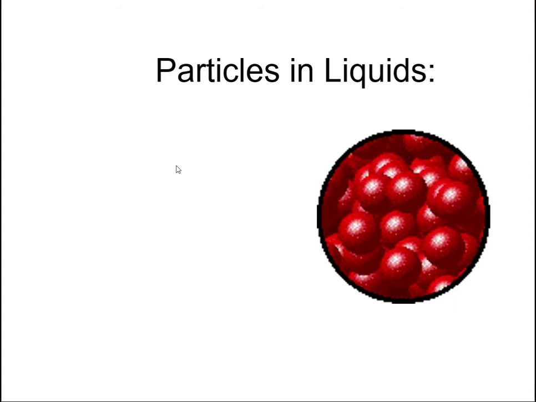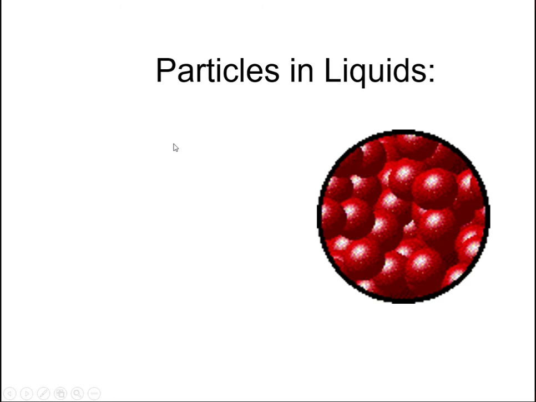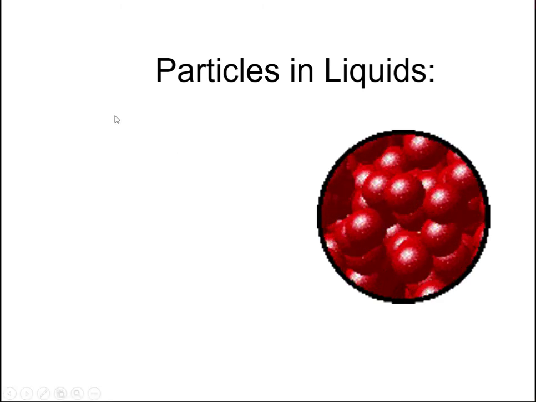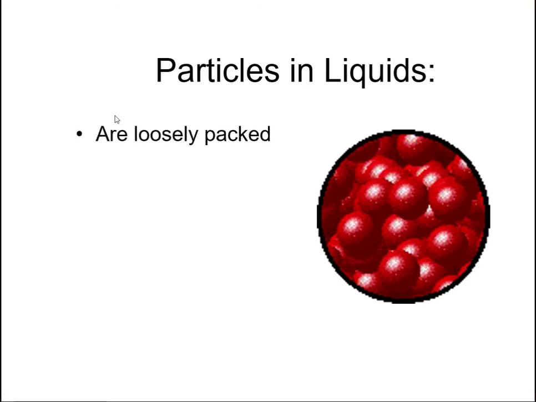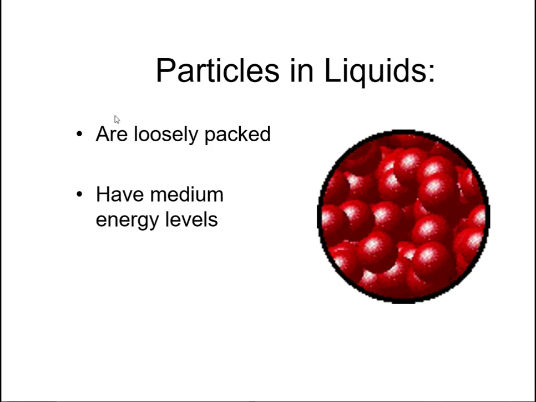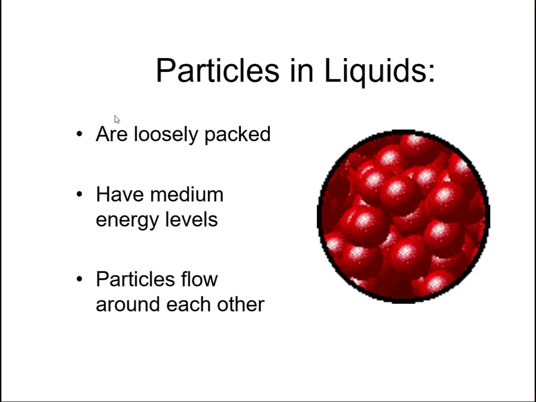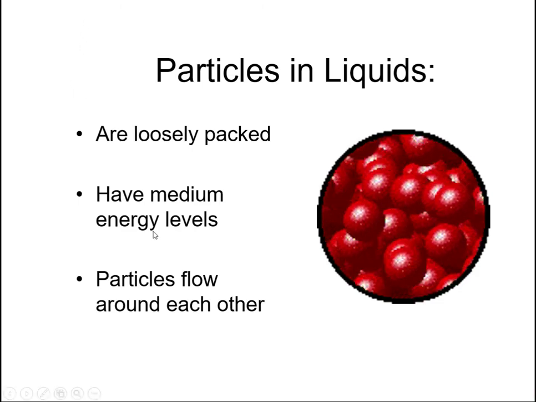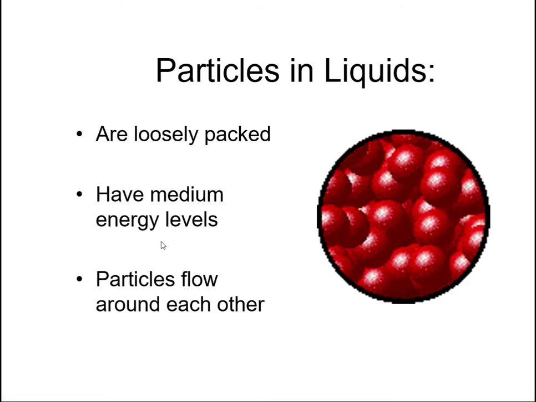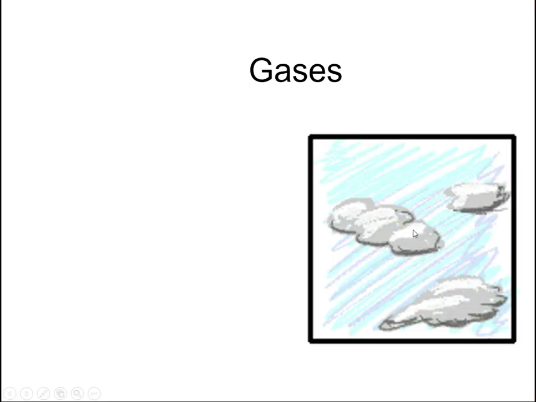Particles of a liquid are pretty disorganized, but right on top of one another. They're very close to one another, but very disorganized. There is no real pattern to their arrangement. They're loosely packed together. They have low to medium energy. They're not really super aggressive, and they flow around each other, whereas the solids stay pretty much in place. They don't move hardly at all. One of the reasons liquids take the shape of the container is they can slide past one another very readily.